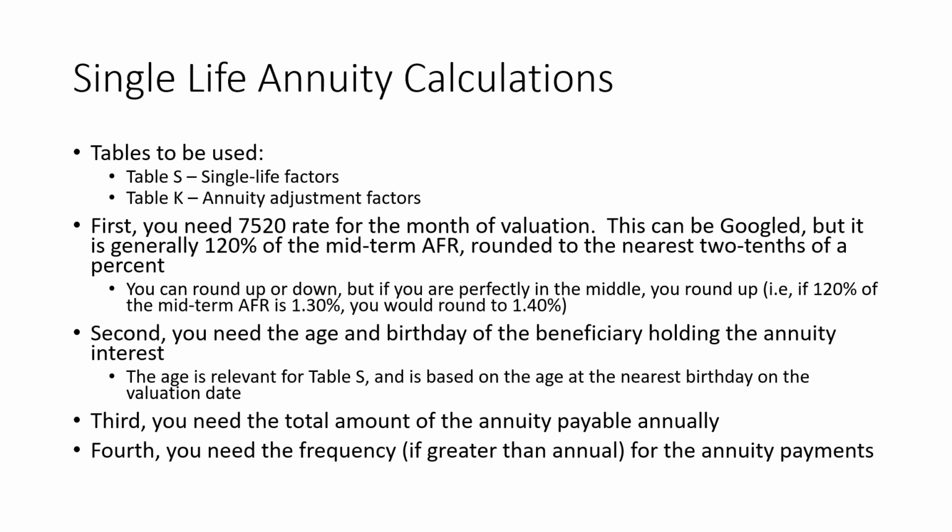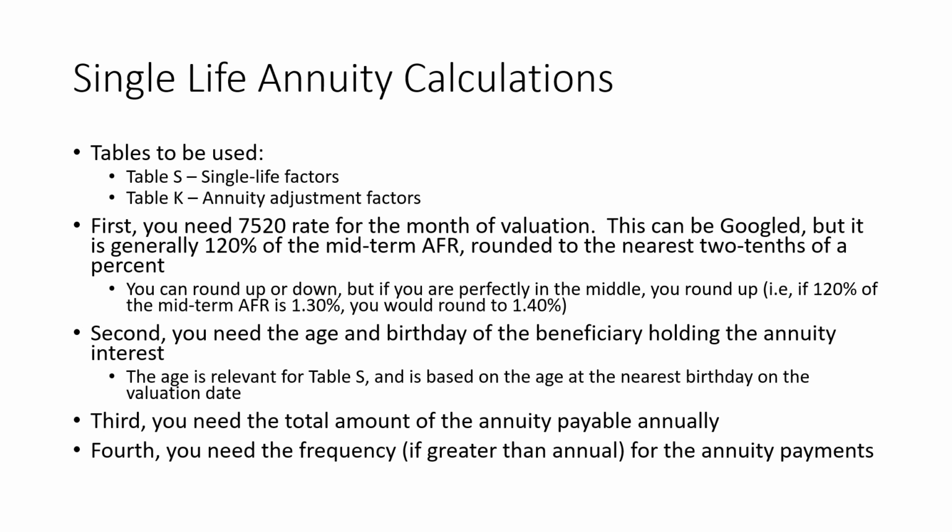Now, as with the income interest, you'll need the 75/20 rate for the month of valuation, and you'll need the age and birthday of the beneficiary who holds the annuity interest. And that's relevant. You take the age as of the nearest birthday to the valuation date, and that's going to tell you what factors used under Table S, and the 75/20 rate is going to tell you what portion of Table S is used.